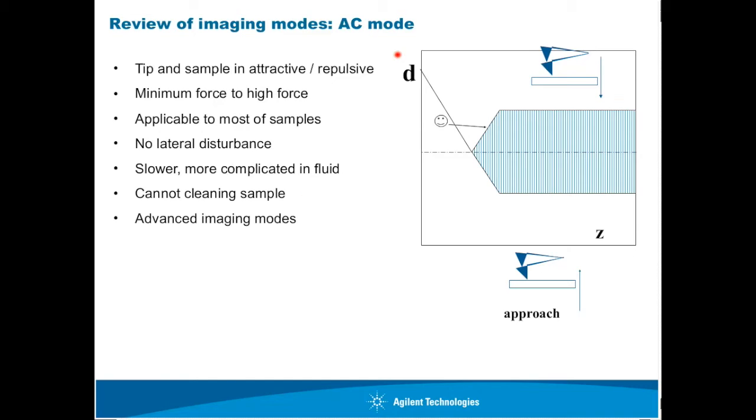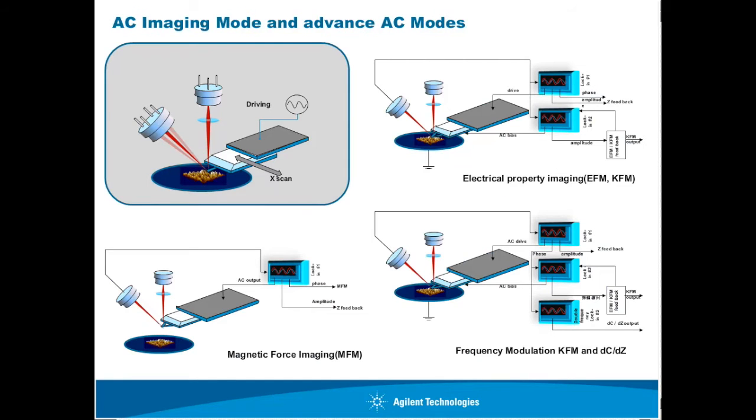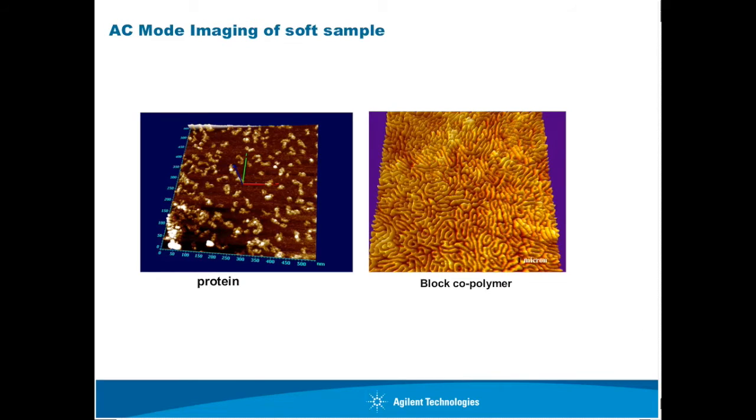And then, of course, AC mode has its own list of advanced imaging modes. For example, here EFM and KFM are AC mode imaging modes, and the MFM, magnetic force microscopy, and other imaging modes are AC mode based. Here are some examples of AC mode. Something soft, something that can easily be disturbed by the tip, scratched by the tip, like polymers, proteins, soft samples, are ideal to image only with AC mode.